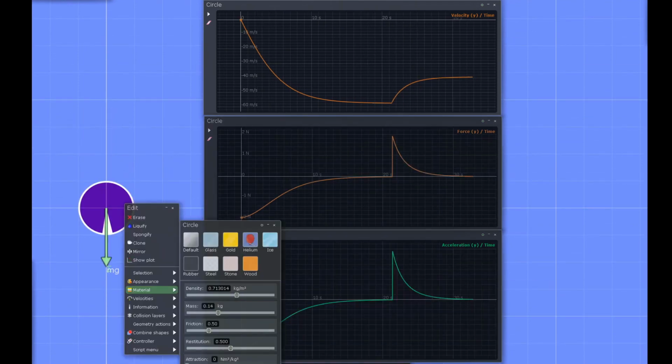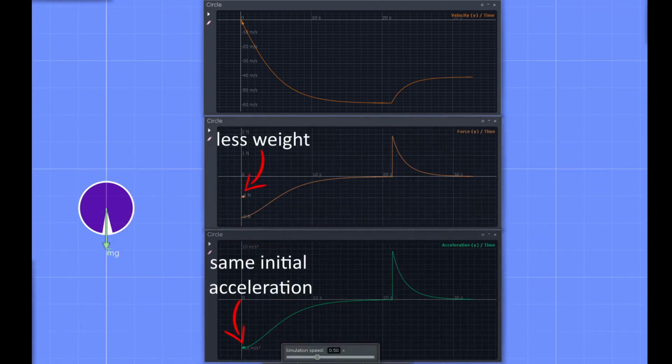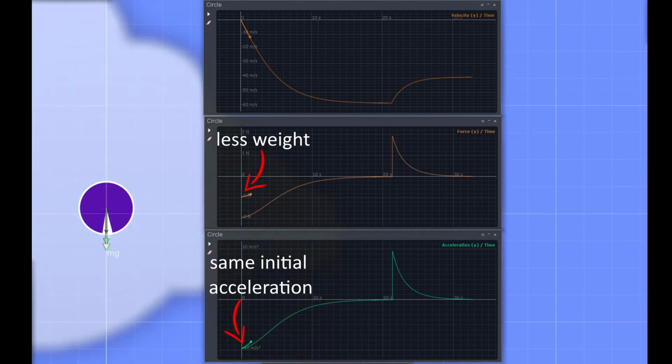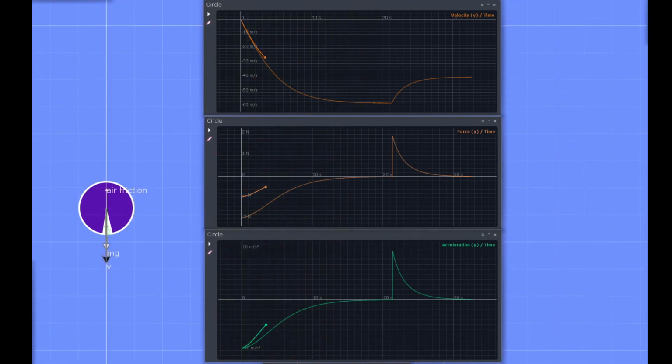Let's see what happens when we repeat the same experiment using a ball of the same size but lower mass. As you can see, the initial resultant force, which is just equal to the weight, is lower now, but despite that, the initial acceleration is the same as for the heavy ball. This is because both balls are initially in free fall, and free fall acceleration does not depend on mass, as we have previously discussed.